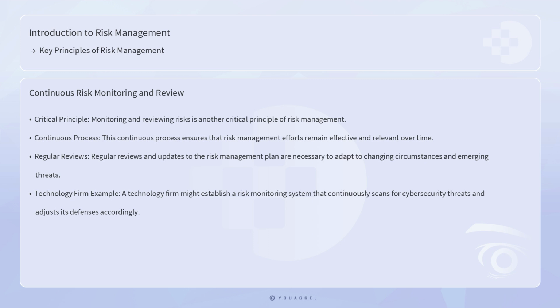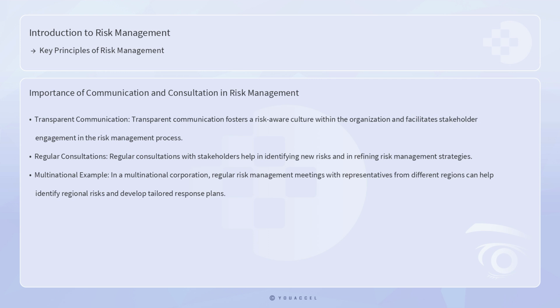Effective communication and consultation are also fundamental principles of risk management. This involves ensuring that all stakeholders are informed about risks and the measures in place to address them. Transparent communication fosters a risk-aware culture within the organization and facilitates stakeholder engagement in the risk management process. Regular consultations with stakeholders help in identifying new risks and in refining risk management strategies. For instance, in a multinational corporation, regular risk management meetings with representatives from different regions can help identify regional risks and develop tailored response plans.